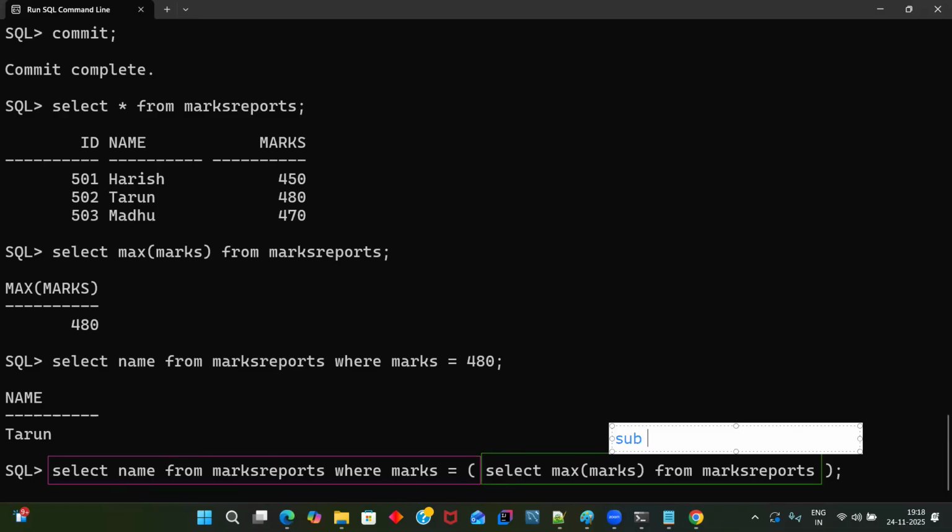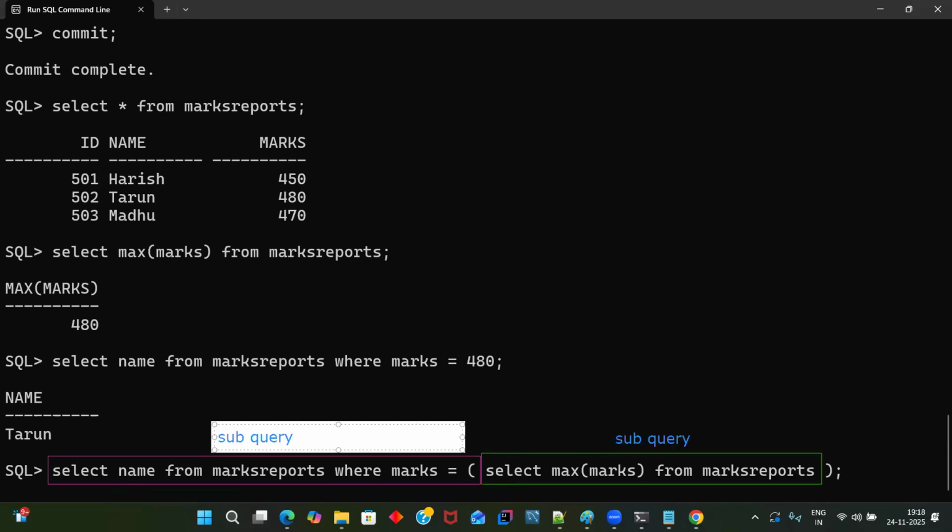Always your subquery should be represented inside parentheses, and this is your main query. The order of execution of subqueries and main queries is that first, subqueries always get executed and give their result to the main query. Then the main query will give the final result. Hope this makes sense, everyone. This is the first example.